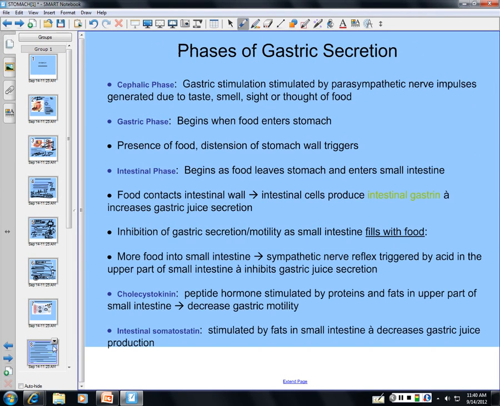All right. What are the phases of gastric secretion? There are three phases: cephalic phase, gastric phase, intestinal phase. Cephalic phase is also called the reflex phase, and for a reason.